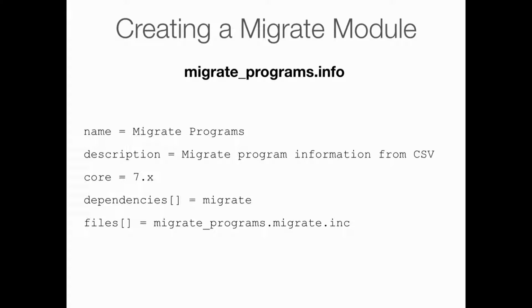So the info file, who here's made an info file before? Oh, most of you, great. So this is just telling Drupal, hey, I have a module, here's what it's called, it's for Drupal 7, I need to use the Migrate module, so make sure that's installed, and then I'm just telling Drupal here that I have this other file where my migration is defined. So that's kind of the only special thing about this file.